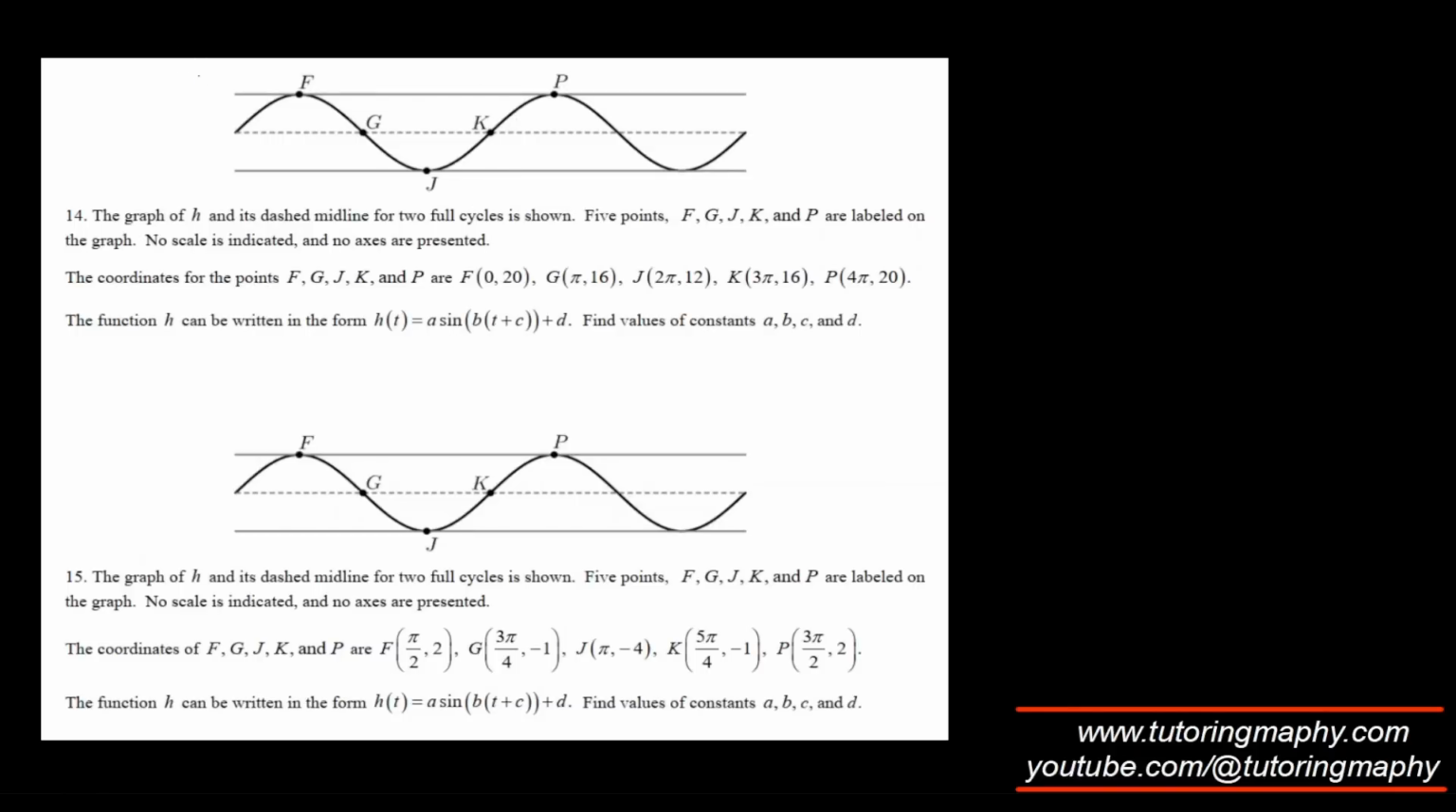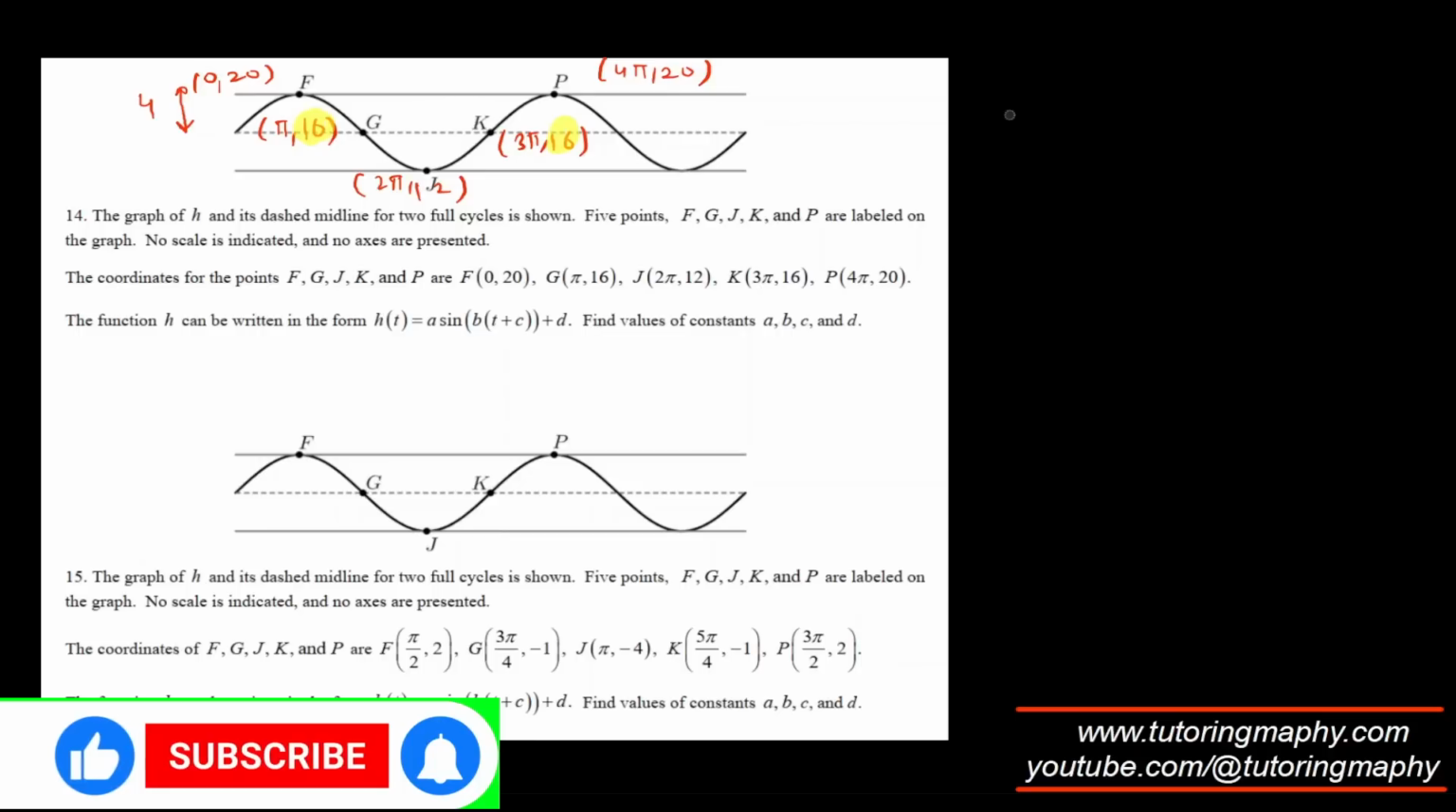Over here, the same strategy. We have 0 comma 20, and then pi comma 16, which is the midline, and then 2 pi comma 12, 3 pi comma 16, and 4 pi comma 20. So I think midline and amplitude can also be found in an easier way, because this is the midline, right? 16. So this is the value of D, just 16. And the value of A is the distance between the midline and the maximum, which is 4. 4 or minus 4, let's take it as 4.